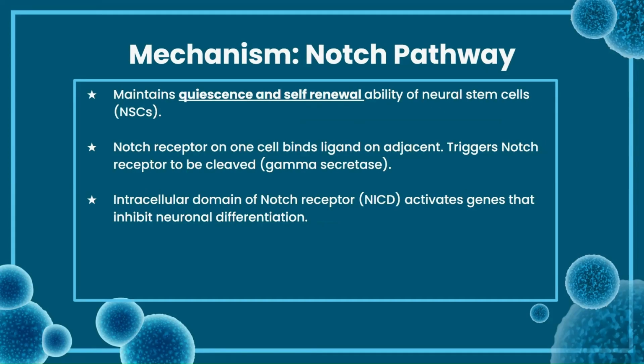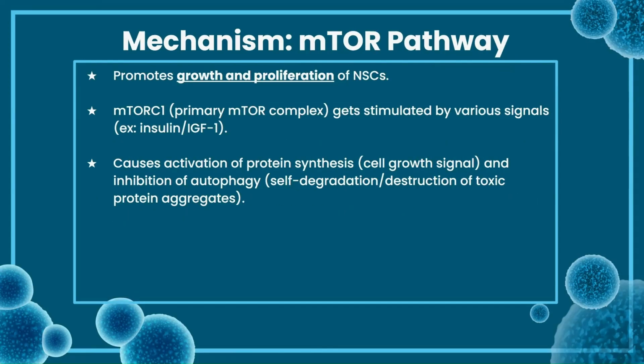The next pathway is the Notch pathway. This pathway is responsible for the maintenance of stem cell dormancy and self-renewal. In this pathway, the Notch receptor on one cell binds a ligand on an adjacent cell, which triggers the Notch receptor to be cleaved. The enzyme that cleaves the receptor is called a gamma secretase. Once that cleavage occurs, the intracellular domain of the Notch receptor, called NICD, activates a bunch of genes that then inhibit neuronal differentiation.